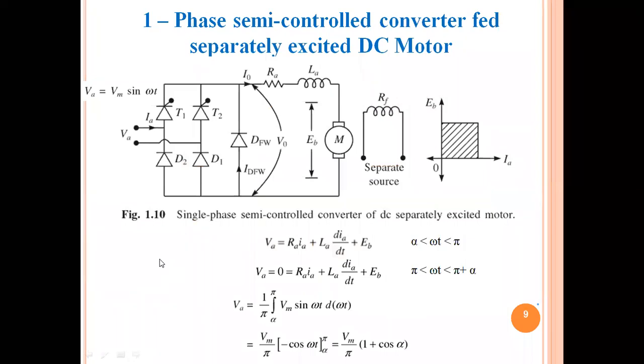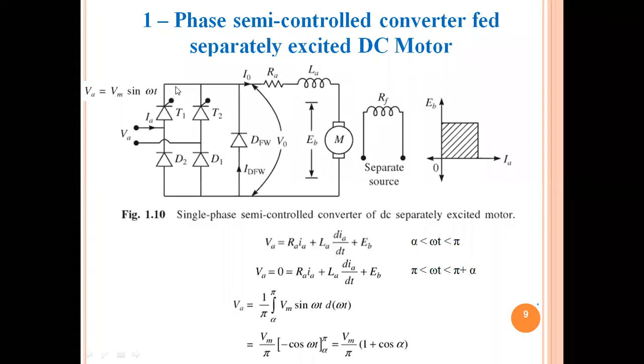So coming to the first topic, single phase semi controlled converter fed separately excited DC motor. This is your first topic, and see, this is a semi converter, single phase semi converter. Why is it semi? What is the difference between semi converter, full converter and half converter?